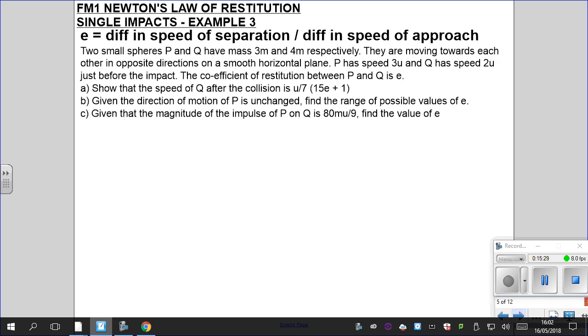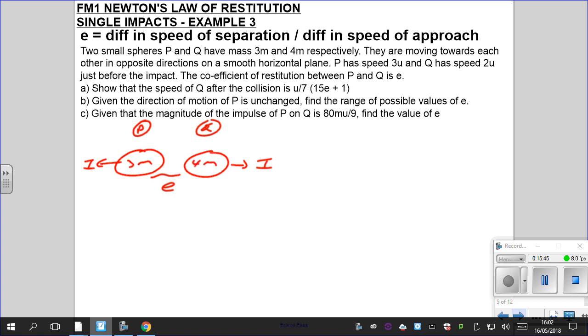Okay, last one, a bit harder this time. So, two small spheres, should be getting used to this. P and Q, there we go, there's E. They've got an impulse straight away and just immediately put that down. Masses, okay, moving towards each other in opposite directions. So UP is 3U meters per second, UQ must be 2U, right?